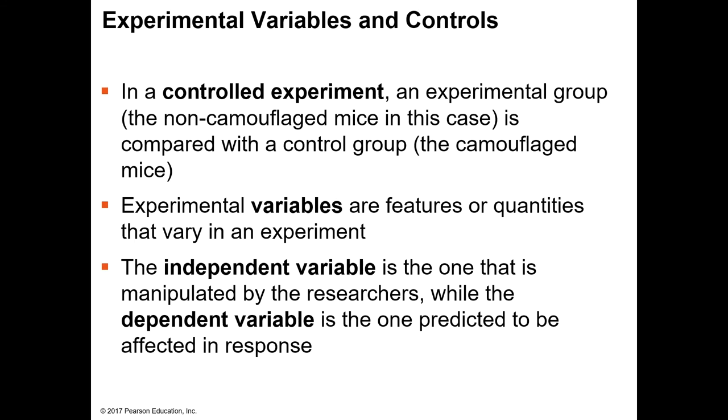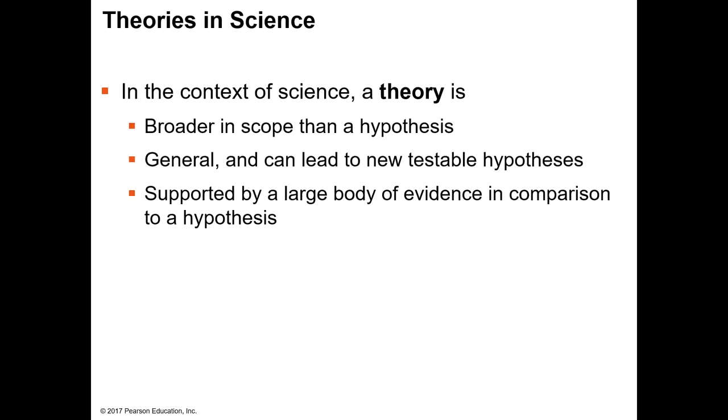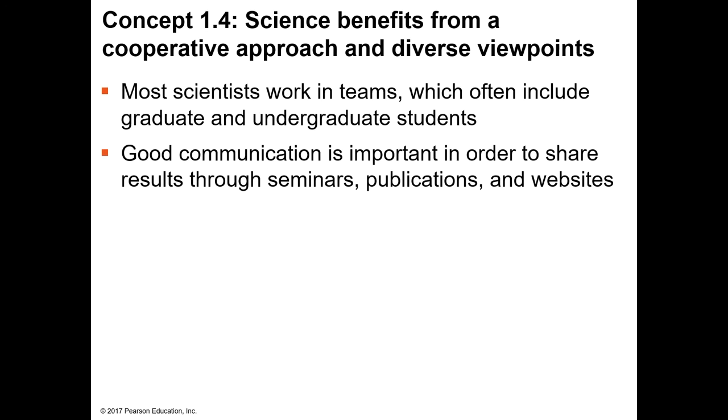In a controlled experiment, an experimental group, the non-camouflaged mice in this case, is compared with the control group, which was the camouflaged mice. Experimental variables are features or quantities that vary in an experiment. In this case, the independent variable is the one that is manipulated by the researchers, while the dependent variable is the one predicted to be affected as a response. In the context of science, a theory is broader in scope than a hypothesis. In general, it can lead to new testable hypotheses and is supported by a large body of evidence in comparison to a hypothesis. Now, I think it's the last section.